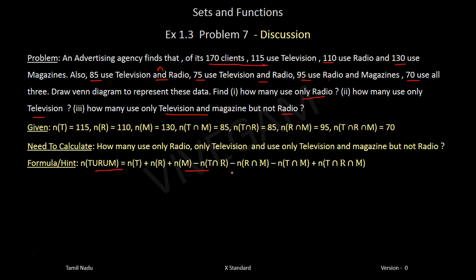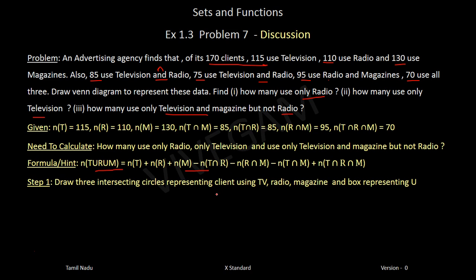Okay, so what will be the step? First draw three intersecting circles representing TV, that is T, radio R, and magazine M, and a box representing U. This is very important. Okay, so there will be some people who will not be using television, radio and magazine, so they will be outside these three circles.